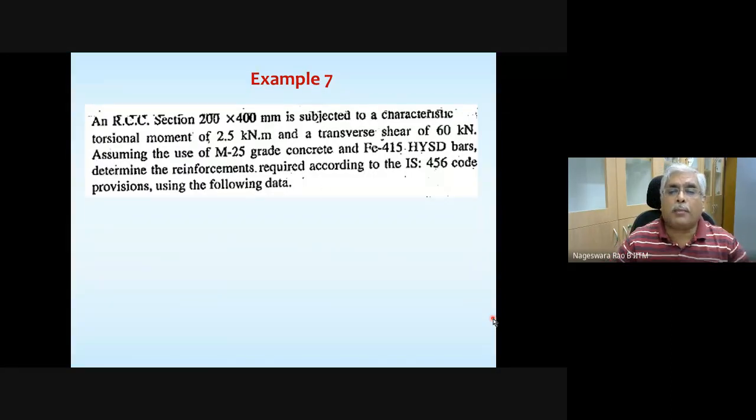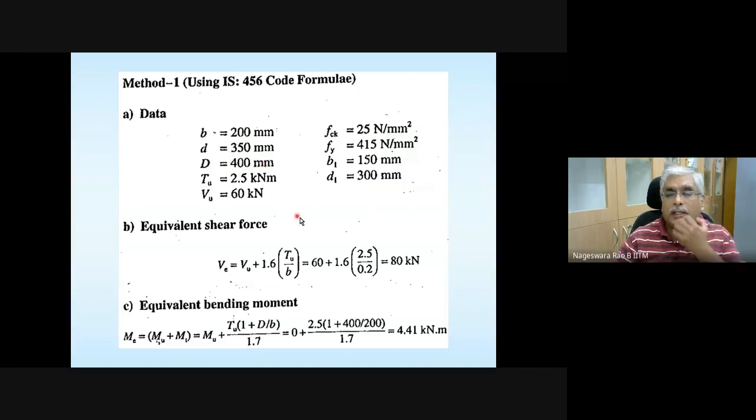And this example you can go through yourself. Reinforced concrete section subjected to torsional moment of 2.5 kilonewton meter and transverse shear of 60 kilonewtons. Grade of concrete is given, grade of steel is given, determine the reinforcement. So all the information is given. So you can make use of whatever procedure that is given.